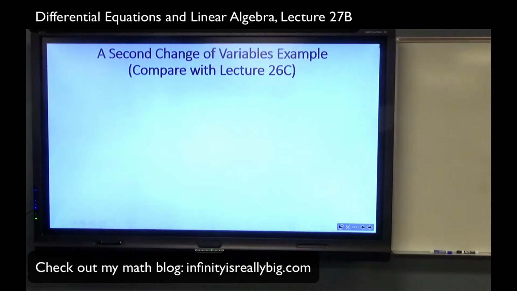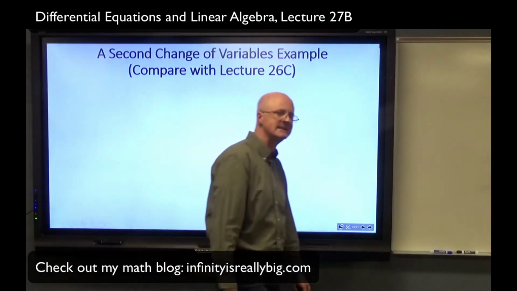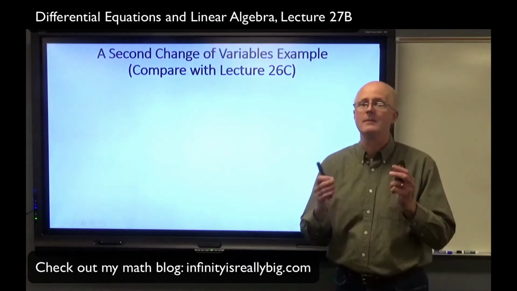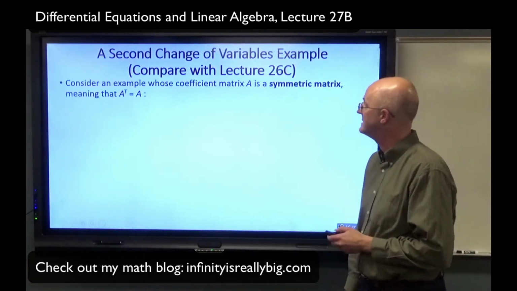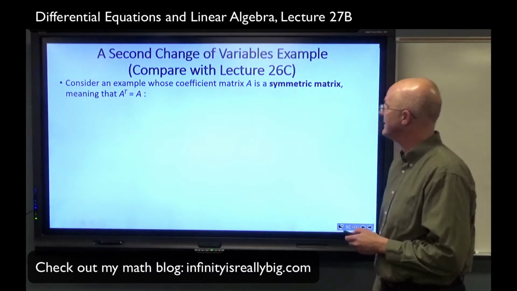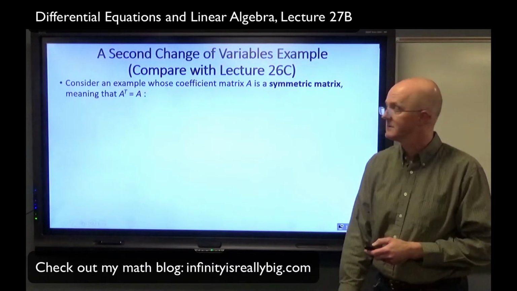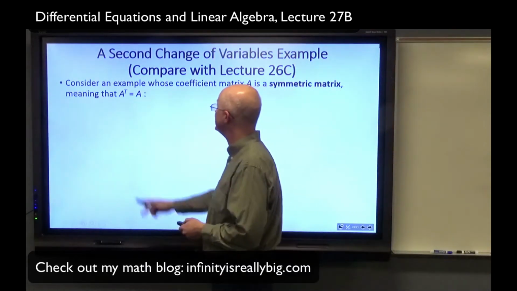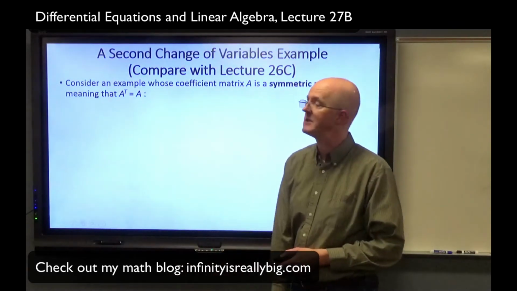So this is a second change of variables example. Our first was in lecture 26C, where we ended up looking at a saddle point. This time we're going to end up looking at a source. The origin is going to be a source. Let's consider an example whose coefficient matrix is called a symmetric matrix. What does that mean? The definition of a symmetric matrix is that its transpose equals itself. Very special kind of matrix.